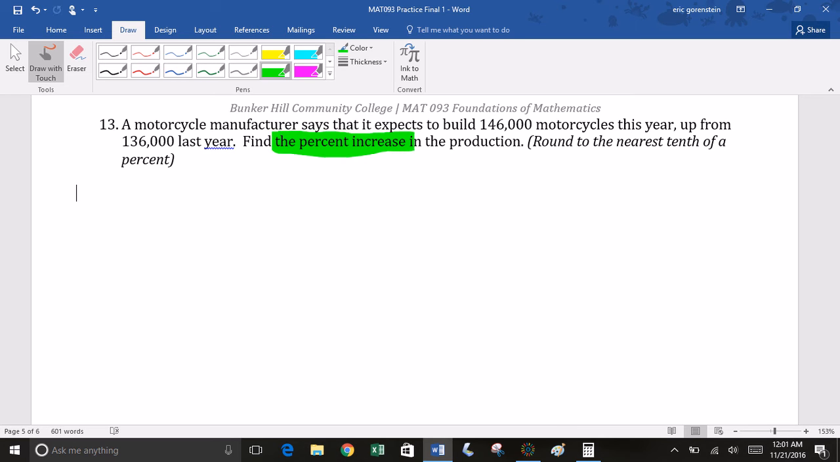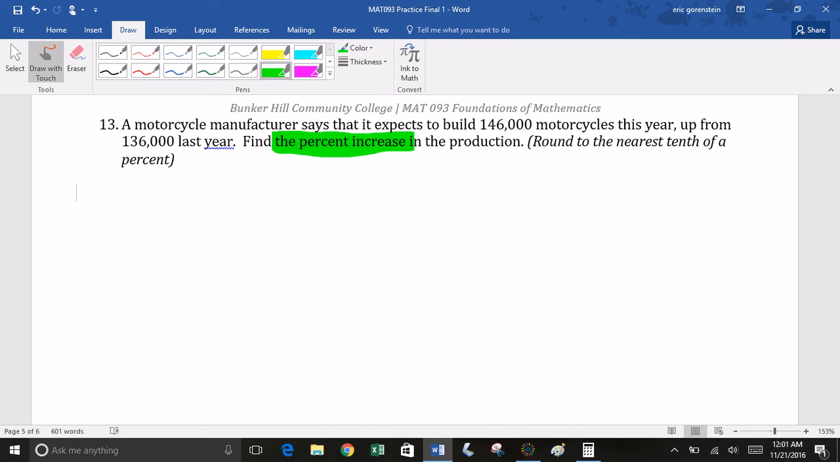So we're looking at how the value is changing over time. In this case, we're talking about the number of motorcycles. What the percent increase does is it takes the amount of the increase and gives it as a percentage relative to the starting value.